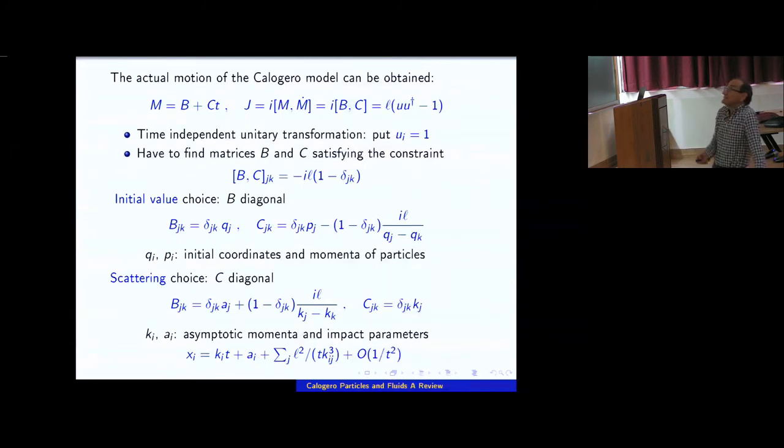We have to identify such matrices satisfying this constraint, written in terms of matrix elements, in the cases where this U is simply 1. And of course, you have various choices. One standard choice is what we call the initial value choice, in which we choose B to be diagonal. You can always choose one of them to be diagonal by global rotations.